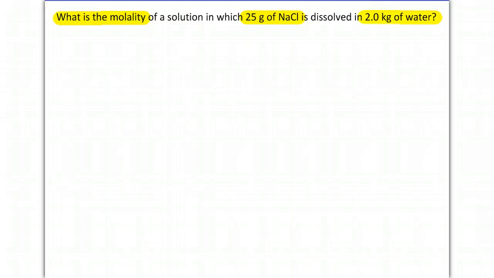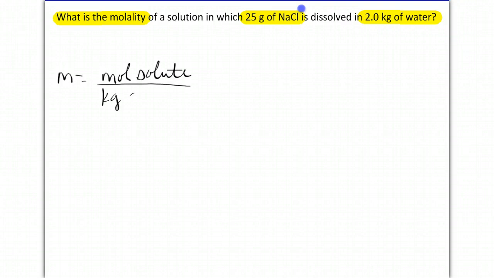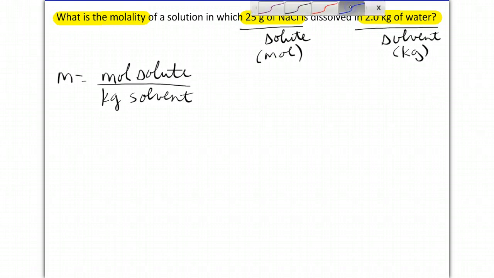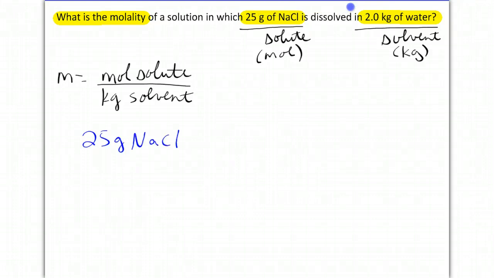Okay, another example where they ask what is the molality. This time we're given 25 grams of sodium chloride and 2 kilograms of water. So molality is going to equal moles of solute divided by kilograms of solvent. This is our solute because water is our solvent. Again, solvent should always be in kilograms, and our solute is going to have to be in moles. So I'll take my givens, put the solute, 25 grams of sodium chloride, over the solvent, which is 2.0 kilograms of water.